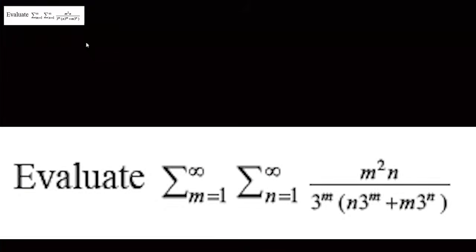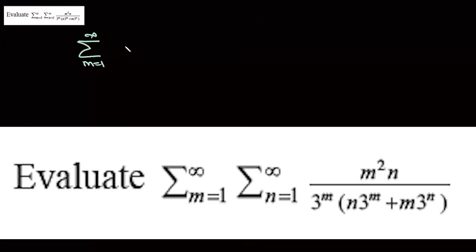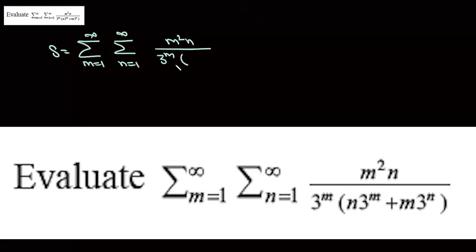Now here the question is, we need to evaluate this double summation. m varies from 1 to infinite, and this summation n varies from 1 to infinite, and let this be S, and this is m square n upon 3 to the power m (n into 3 to the power m plus m into 3 to the power n).